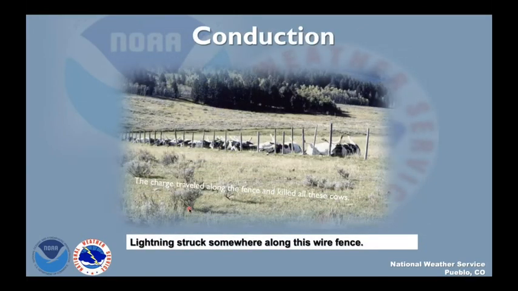Now conduction. Now this is a metal fence. The cows were close to the metal fence, touching it. Well, electricity goes through metal. It's a good conductor, and then it shocked them all.